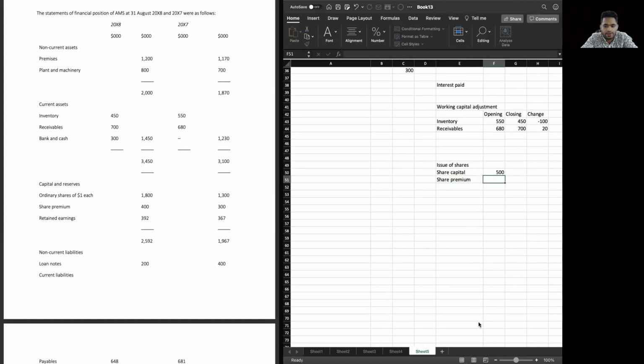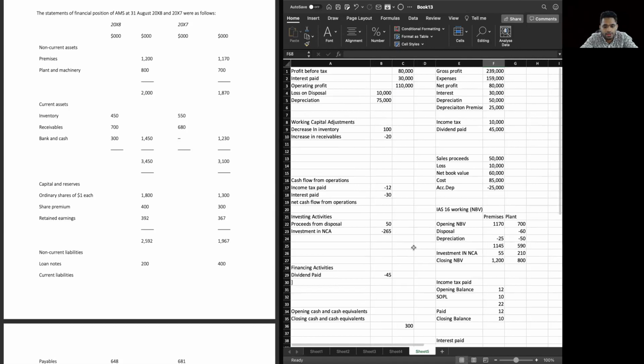Then you have the share premium. Your share premium from 300 to 400, it has increased by 100. So total proceeds from the share issue is going to be 600. So under financing activities, proceeds from share issue, you will have a cash inflow of 600.